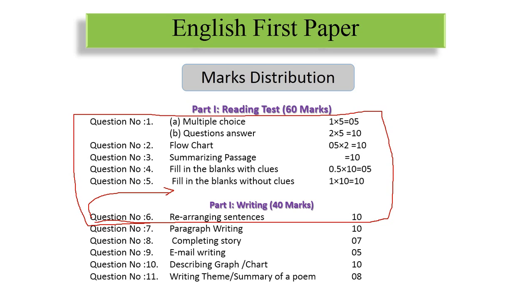You will have to write a paragraph. The question will be like that: write a paragraph on food adulteration on the basis of the answers to the following questions in about 200 words. So the paragraph will be a little bit different from SSC level. So you will have to write this paragraph very carefully.